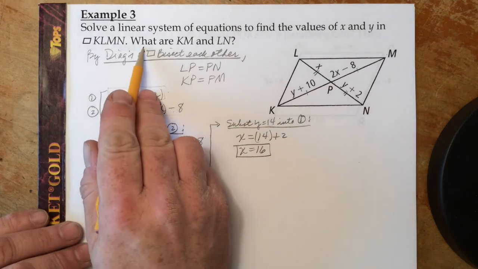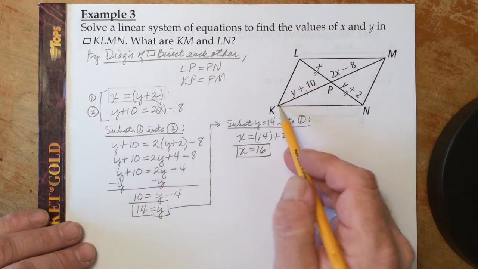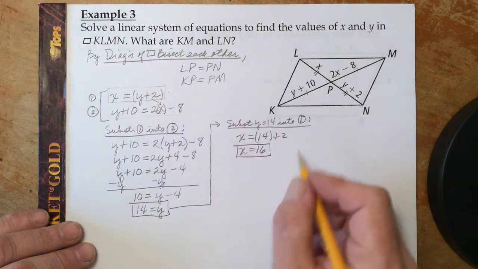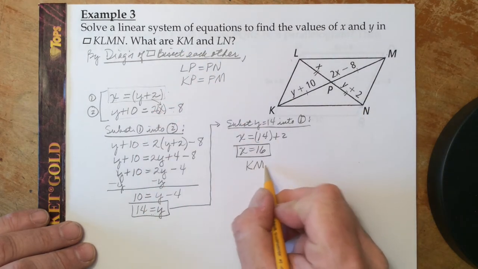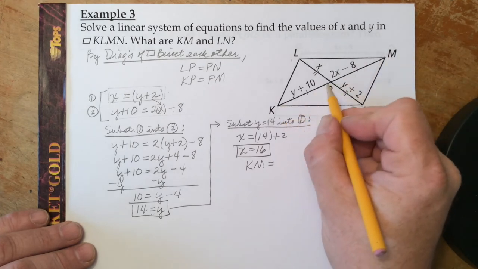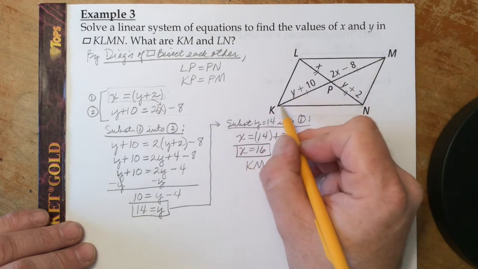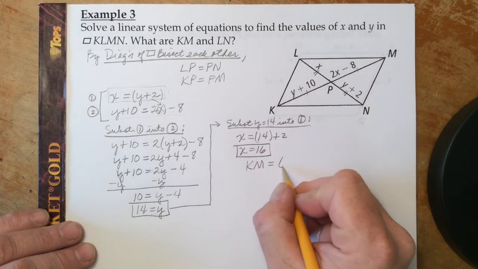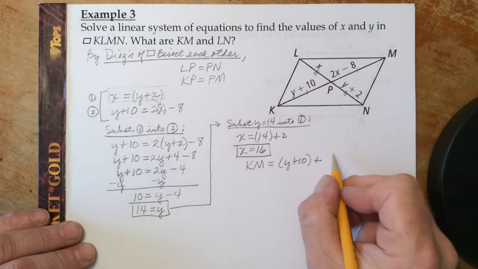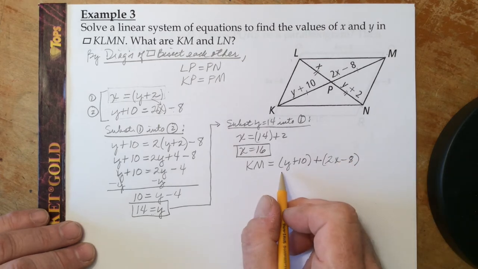The second part of the problem says, what are the lengths of KM and LN? KM is one of the diagonals, LN is the other one. So starting with KM, we take these two expressions using segment addition. We add these two expressions together to get the whole segment, or the whole diagonal. So we have KP, which is y plus 10, plus 2x minus 8. Then we substitute in our x's and y's.